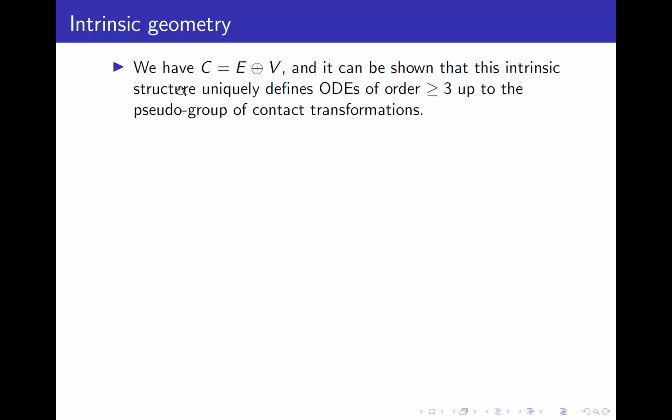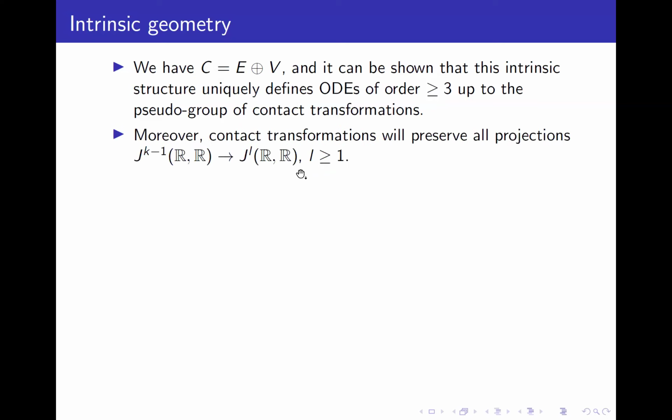So essentially, contact geometry of ODEs is just the geometry of such decompositions of the contact distribution into two one-dimensional subspaces. Moreover, actually only E has to be chosen, and V is uniquely defined by C itself. So moreover, we actually have many more distributions that are invariant.